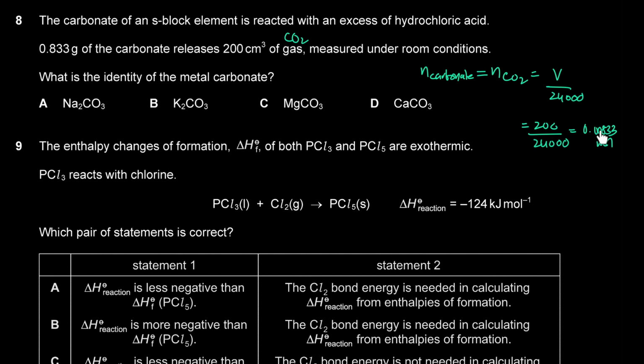So however many moles of carbon dioxide we have, that's the number of moles of carbonate that we have. So once we know the number of moles of the carbonate and we have the mass of the carbonate, we can find the MR, or the molar mass of the carbonate. We know that the number of moles is equal to the mass divided by the molar mass, which implies that the MR, or the molar mass, is equal to the mass divided by the number of moles.